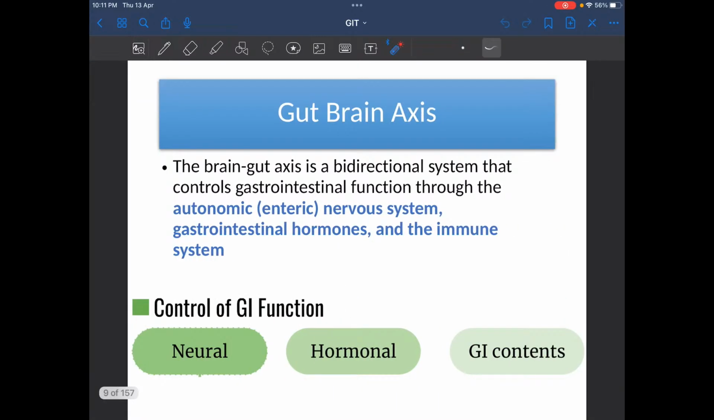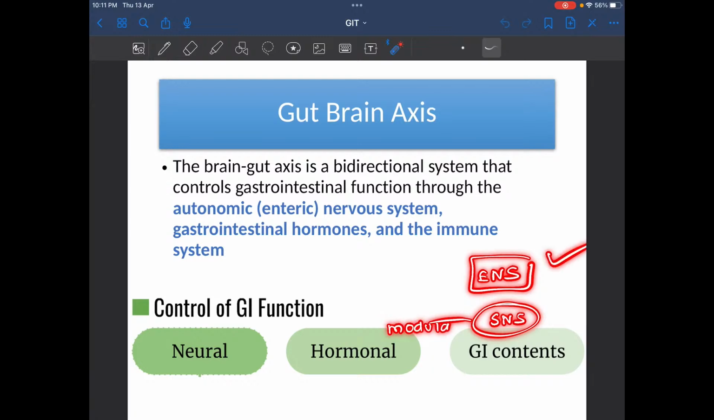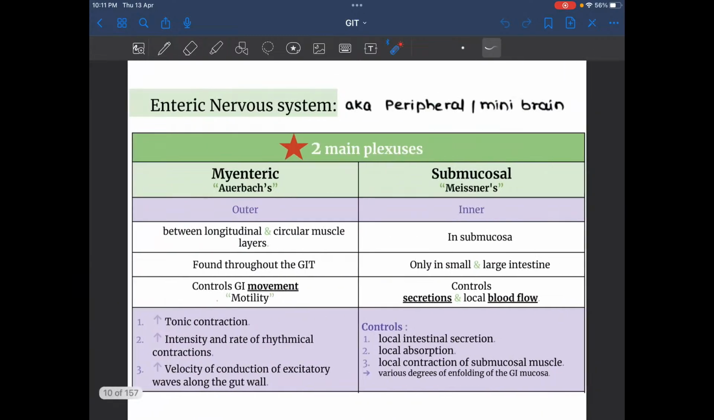Now we were talking about the gut-brain axis, and we know that there is something known as the enteric nervous system, which plays a very important role. The sympathetic nervous system mainly plays a modulatory role. So the enteric nervous system is the main one. What are they? When we study the enteric nervous system, we study two plexuses. It's also known as the peripheral brain, also known as the mini brain. The two plexuses are, the first one we have already seen, that is your myenteric plexus, also known as Auerbach's plexus. That was lying between the longitudinal layer and your circular muscle layer. This was the myenteric plexus.